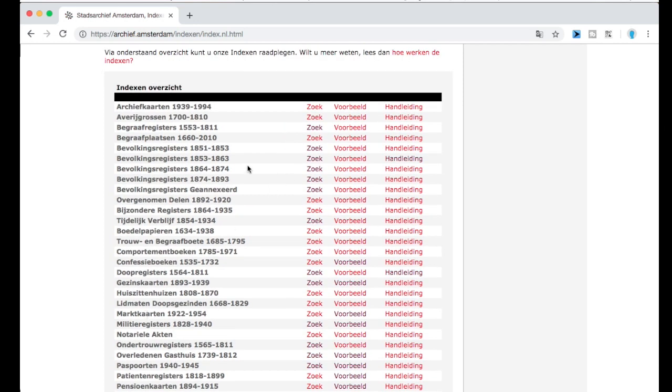So now going up to the bevolking registers, you'll notice that the first ones we have start in 1851, go to 1853. We have 1853 to 1863, 1864 to 1874, and 1874 to 1893. Now over here on the right, you'll notice Zoek, Voorbeeld, and Handleiding.